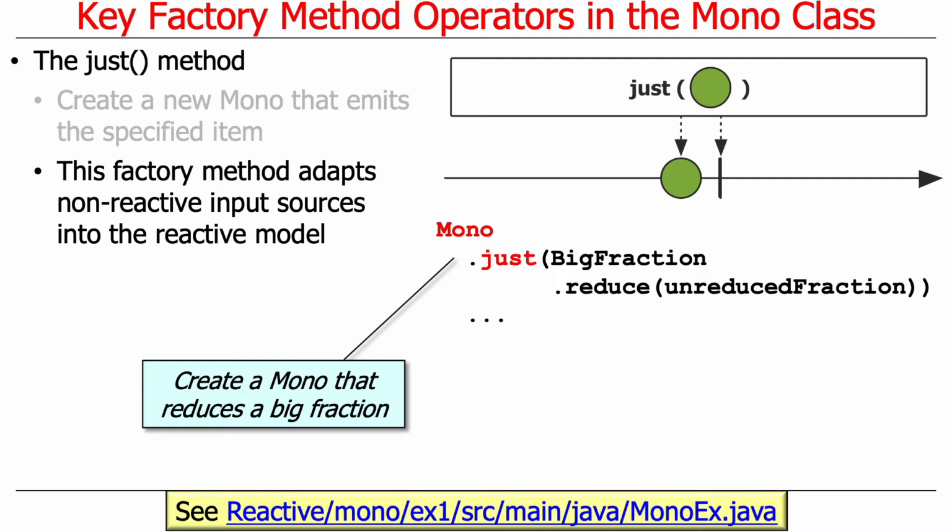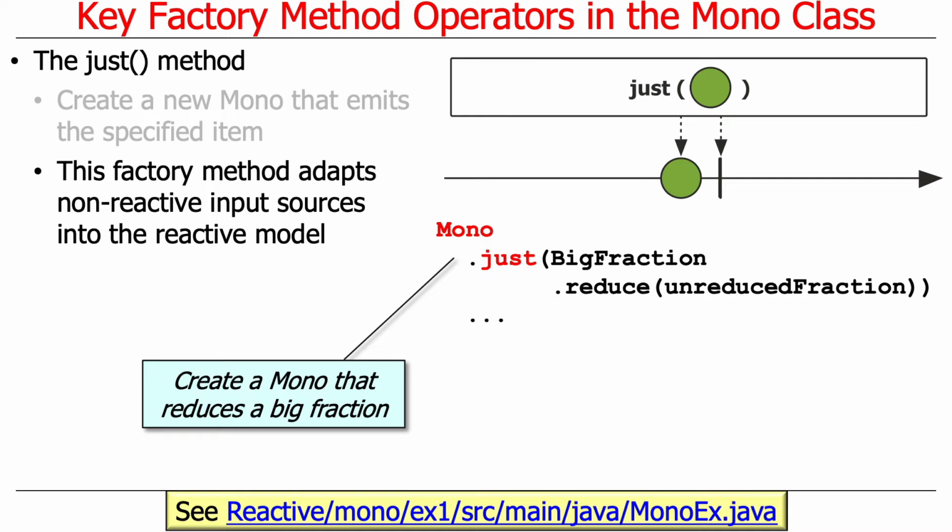So here's an example that shows how just can be used in practice. This factory method adapts non-reactive input sources, like in this case, a reduced big fraction, to work with the reactive model. You probably remember what the adapter pattern is. The adapter pattern is a Gang of Four pattern you hopefully learned about in CS 251, and it basically can be used to let things work together that maybe weren't designed initially to work together.